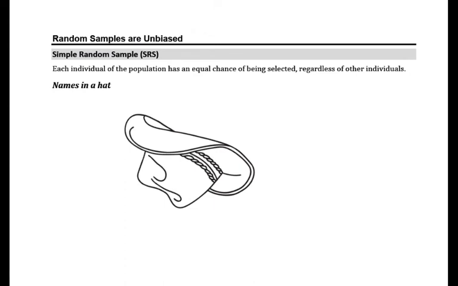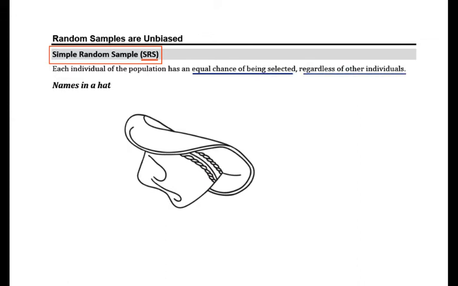The only way to truly avoid sample bias is by using a random sample. So the random sample concept, a simple random sample that we're going to look at right now, we abbreviate this SRS, and we do talk about simple random samples a lot, so you'll see this SRS come up from time to time. This is what it refers to. In a random sample, each individual of the population has an equal chance of being selected, regardless of other individuals.